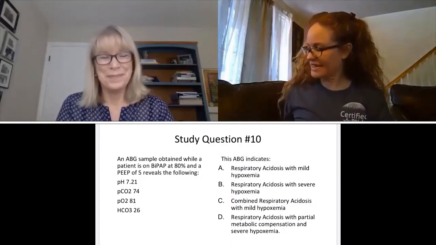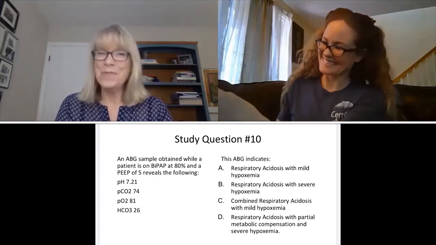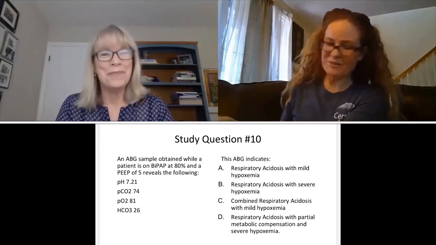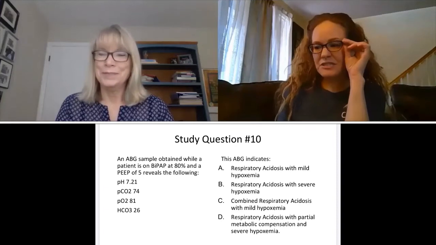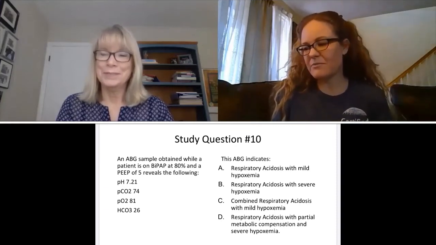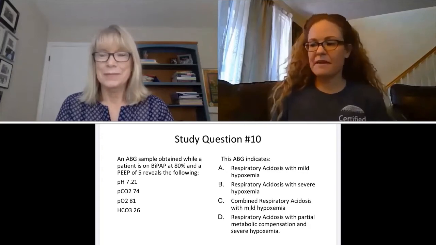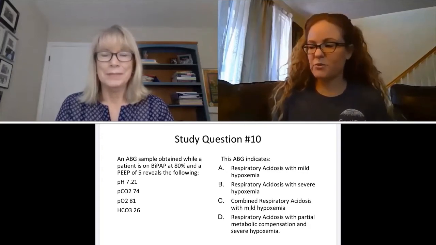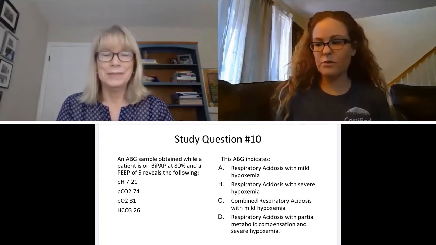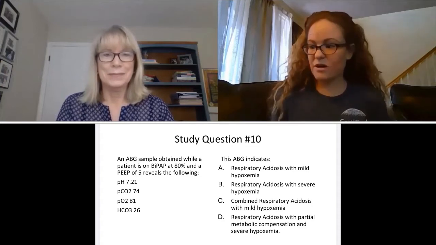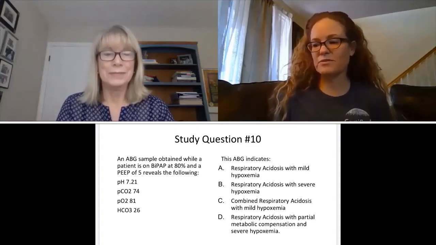All right. So you ready, Karen? I'm ready. Okay, so question 10. An ABG sample obtained while a patient is on BiPAP at 80% and a PEEP of 5 reveals the following. Here we see a pH of 7.21, CO2 of 74, PO2 of 81, and a bicarb of 26.